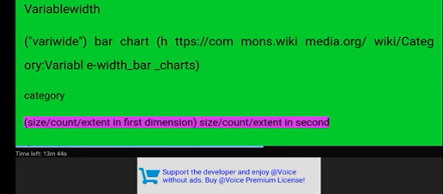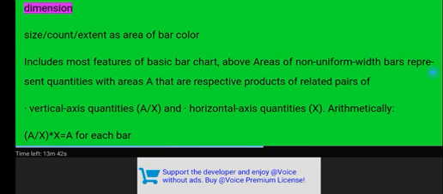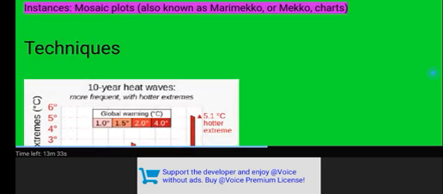Category. Size, count, extent in the first dimension, size, count, extent in the second dimension. Size, count, extent is the area of the bar. Color. Includes most features of a basic bar chart. Above, areas of non-uniform width bars represent quantities with areas that are the respective products of related pairs of vertical axis quantities a(x) and horizontal axis quantities x. Arithmetically, a(x) times x equals A for each bar. Instances: mosaic plots, also known as Marimekko or Mekko charts.